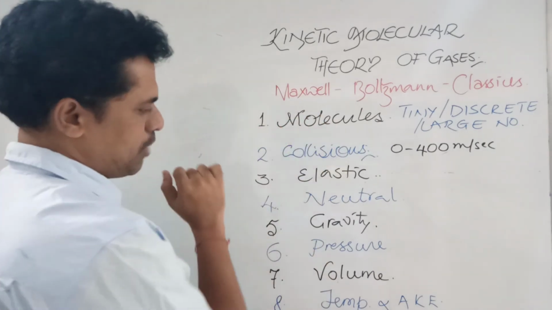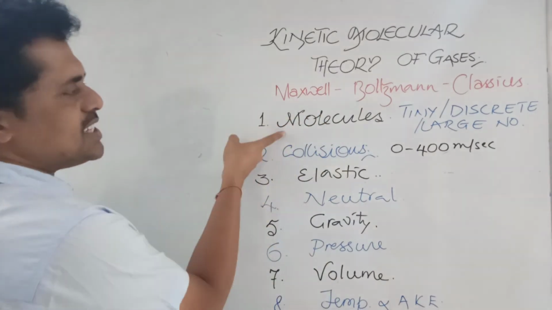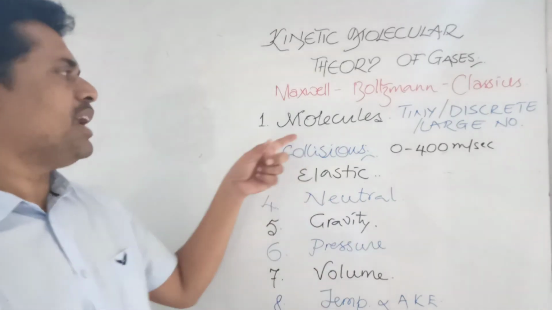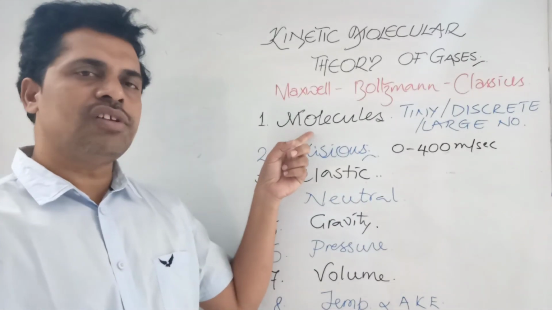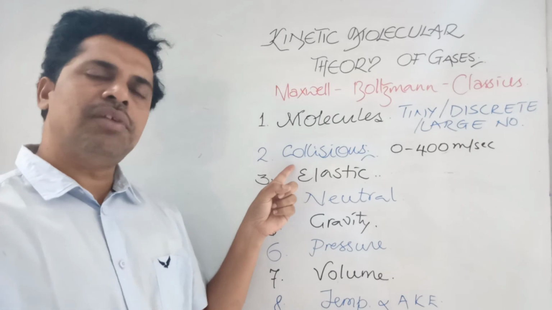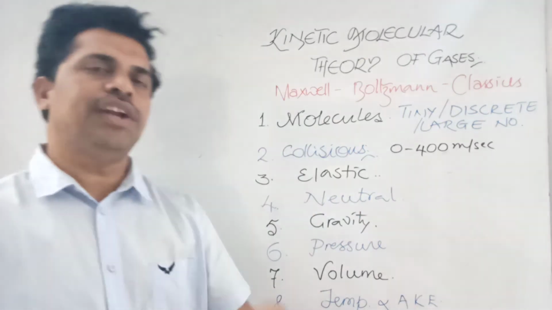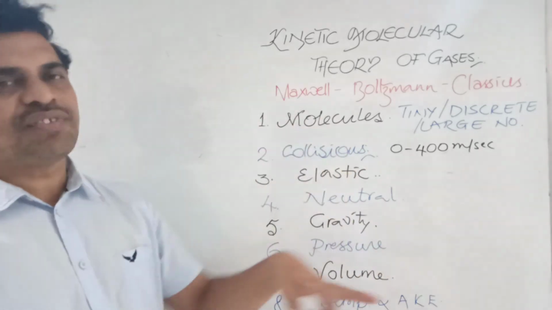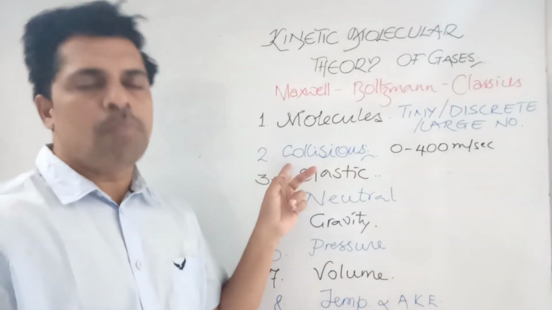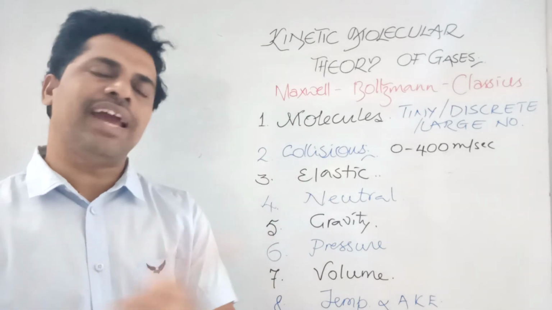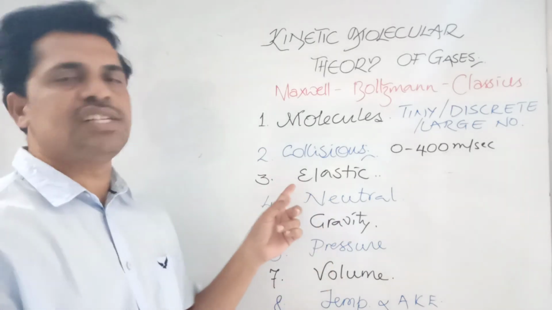Of these points, again I am explaining. All gaseous molecules contain a large number of discrete and tiny particles. We are calling them molecules. These molecules move randomly in all directions with high velocities, and they are going to collide with other molecules or walls of the container. We are calling them molecular collisions. The molecular collisions are perfectly elastic. No energy loss in the molecular collisions is observed.